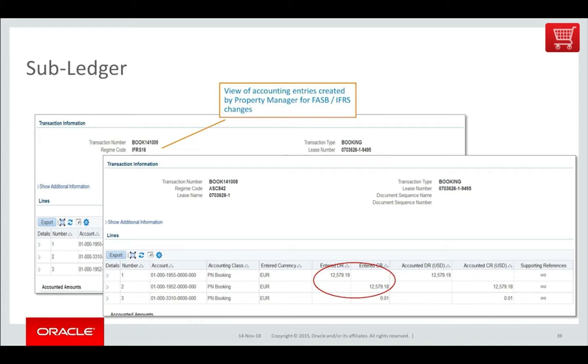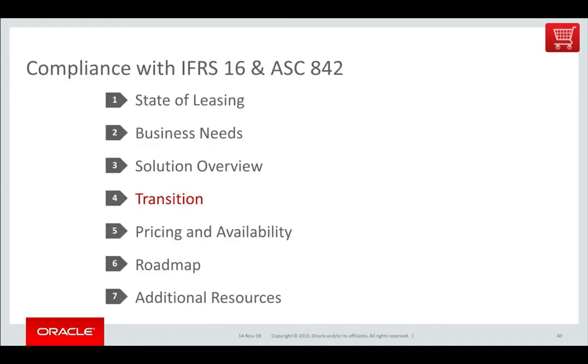And this is a sample of the accounting, right? So we can see one transaction, you've got both IFRS and ASC 842 and debits and credits for booking. So one booking transaction under multiple representations. Okay, that's the basis of creating the contract and the accounting behind it.